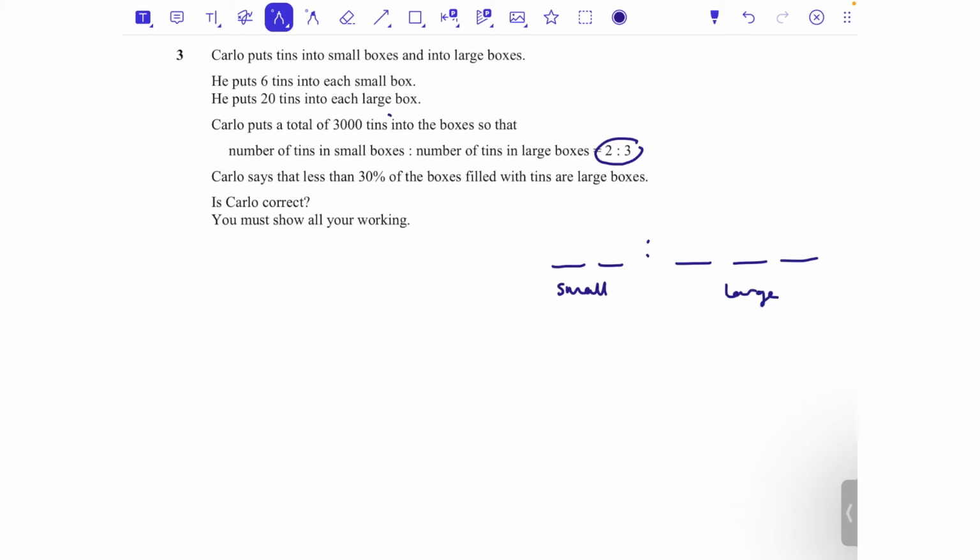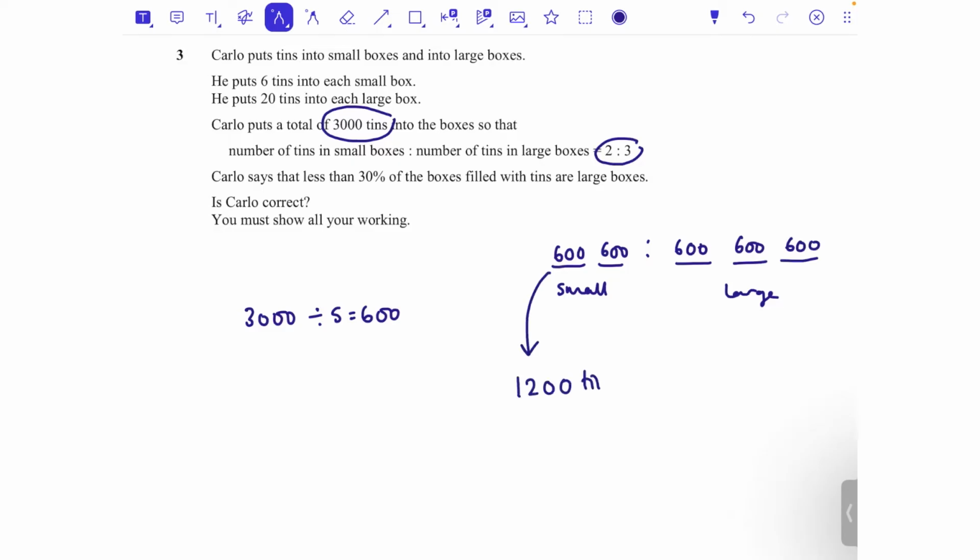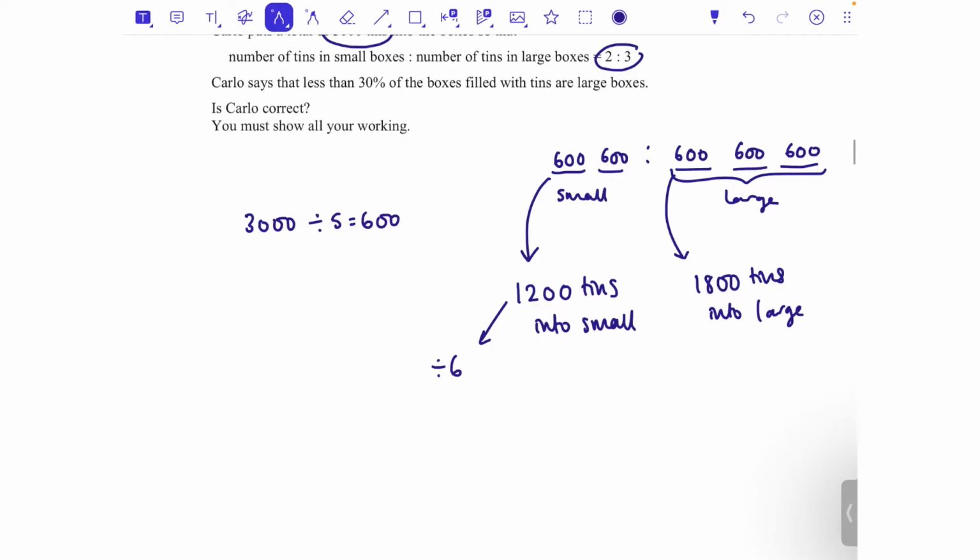Now we know that there are 3,000 tins. So those 3,000 tins need to be split in that ratio. So we're going to do 3,000 divided by 5, and that is 600. So that means I've got 600 on each of these little lines. Now that tells me that there are 1,200 tins going into small boxes, and there are 1,800, because that's 600 times 3, 1,800 tins going into large boxes. Okay, great. We know that 6 tins make up one whole small box. So I know that if I divide this by 6, that's going to be 200 small boxes.